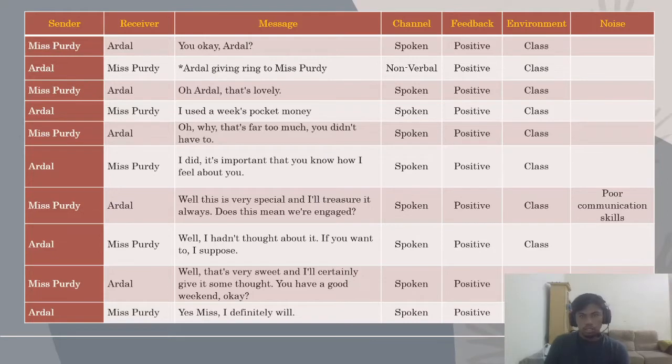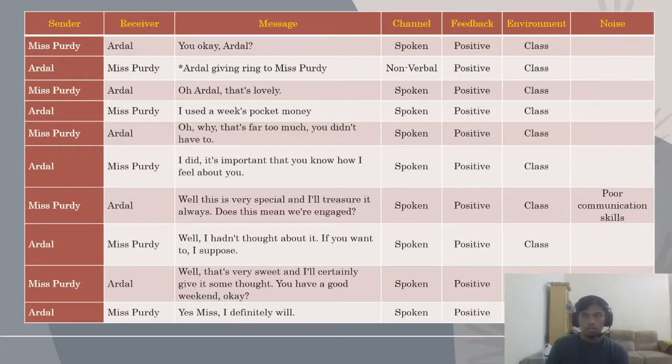Okay, question 1. In question 1, we need to break down the components of communication in one chosen scene. This is the scene that I chose, and we have 7 components of communication, which are the sender, receiver, message, channel, feedback, environment, and noise. First of all, the sender is the person that usually initiates the conversation, which is Miss Purdy in this case, and the receiver is Ardil. The message is here, and the channel is how this message is conveyed, how the message is being communicated.